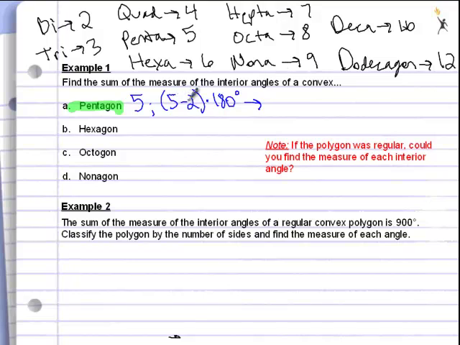We get 5 minus 2, which is 3, times 180, which is 540 degrees. So the interior of a pentagon, something with 5 sides, adds up to 540.